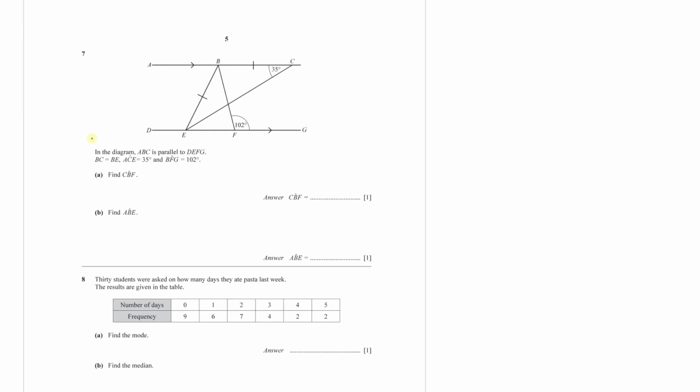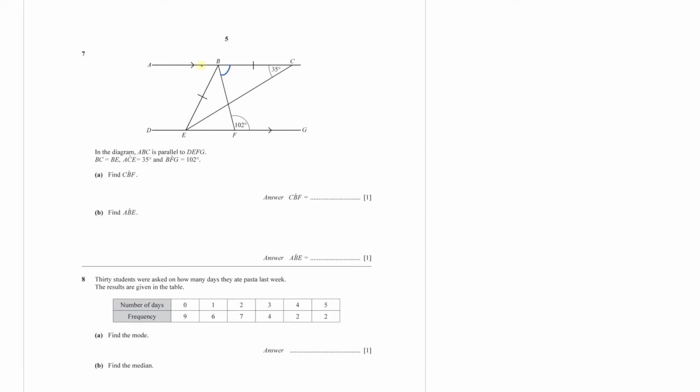Question number 7 is, in the diagram ABC is parallel to DEFG. So ABC, this line here, is parallel to this, represented by these arrows as well. BC and BE are equal, so this length and this length are equal. ACE is 35 and BFG is 102. Find angle CBF. So CBF is this angle here.